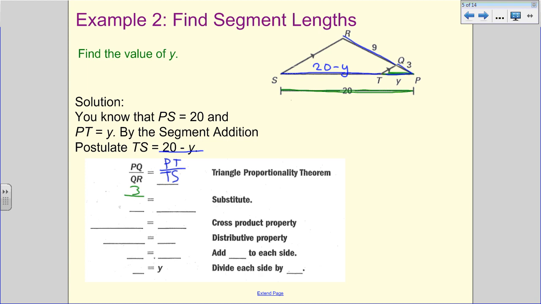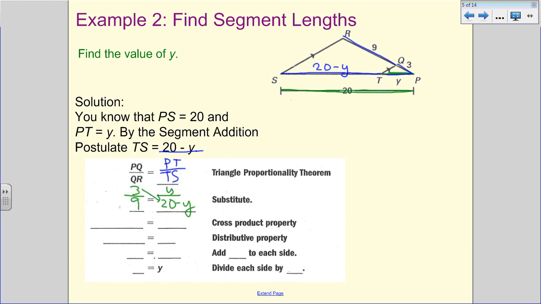And we know that QR is 9. We know that PT is labeled with Y, and TS is 20 minus Y. Now this one isn't necessarily going to be one that we can solve using mental math because we don't have any measurements for segments on the PS side. We have to go through and do our cross products.